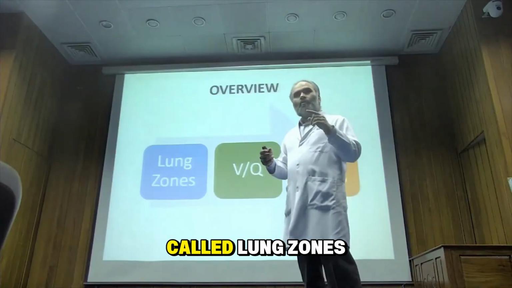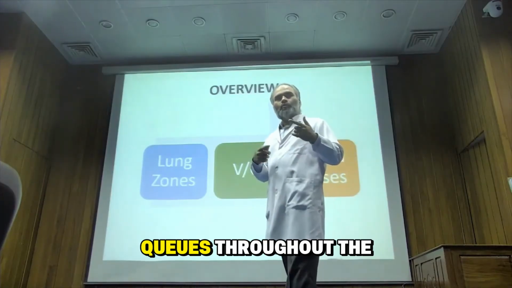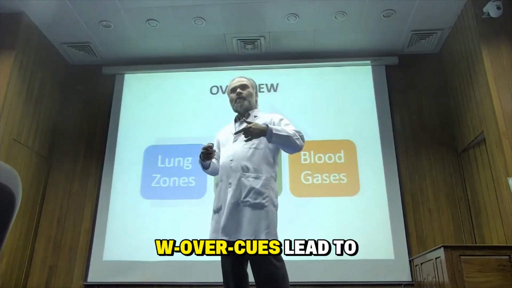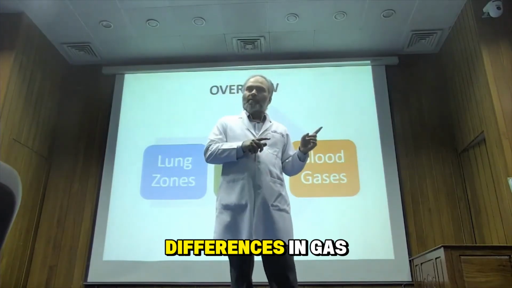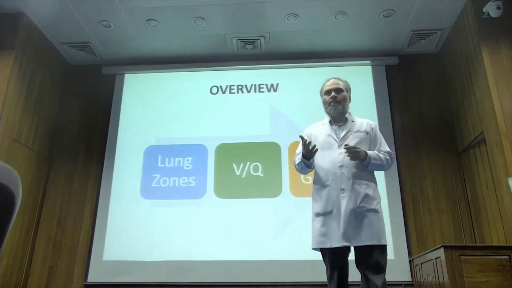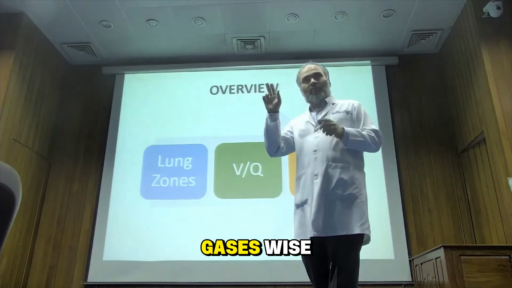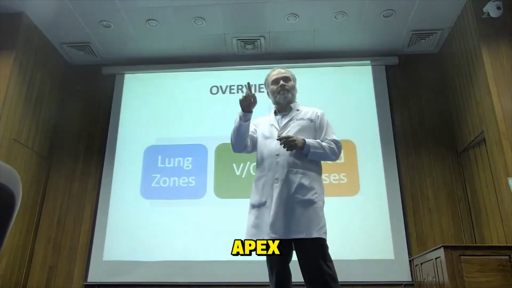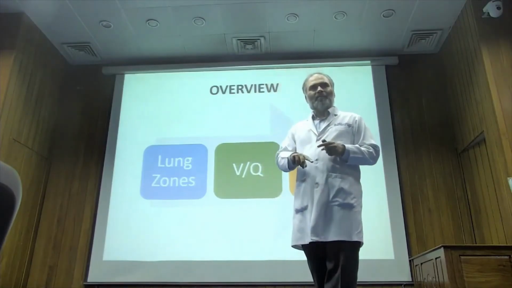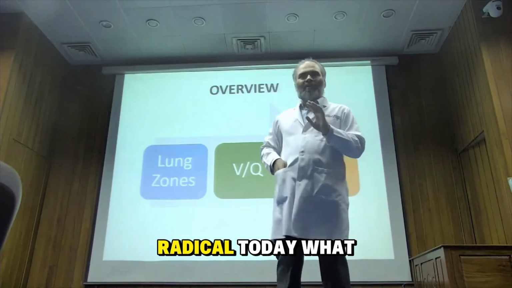These areas are called lung zones, which give rise to different V over Qs throughout the lung, and these various V over Qs lead to differences in gas exchange. So in one line, expect slightly different blood gases coming from the apical region of the lung as compared to the base region of the lung. I will let that settle down a bit. I have told you something very radical today.